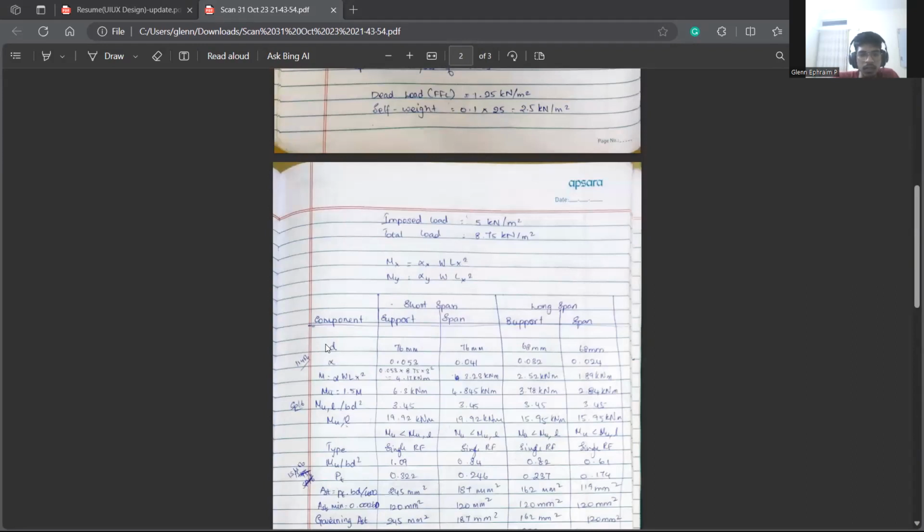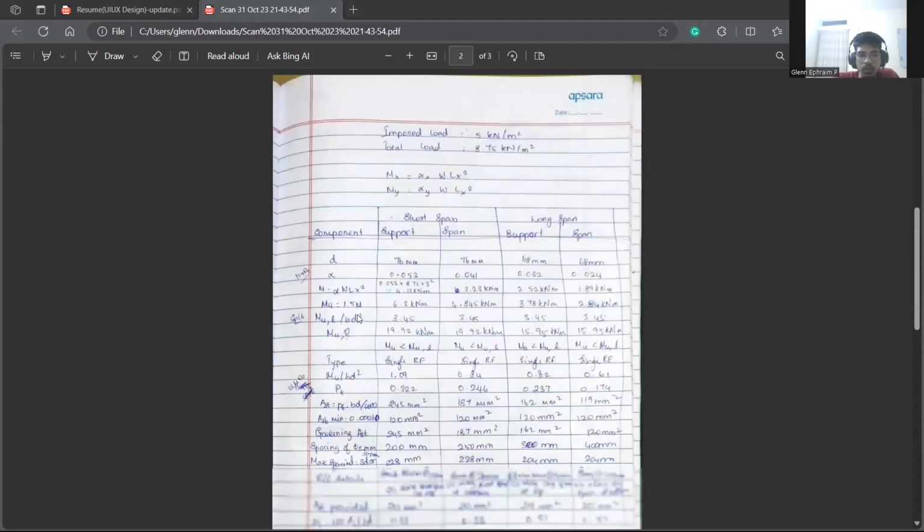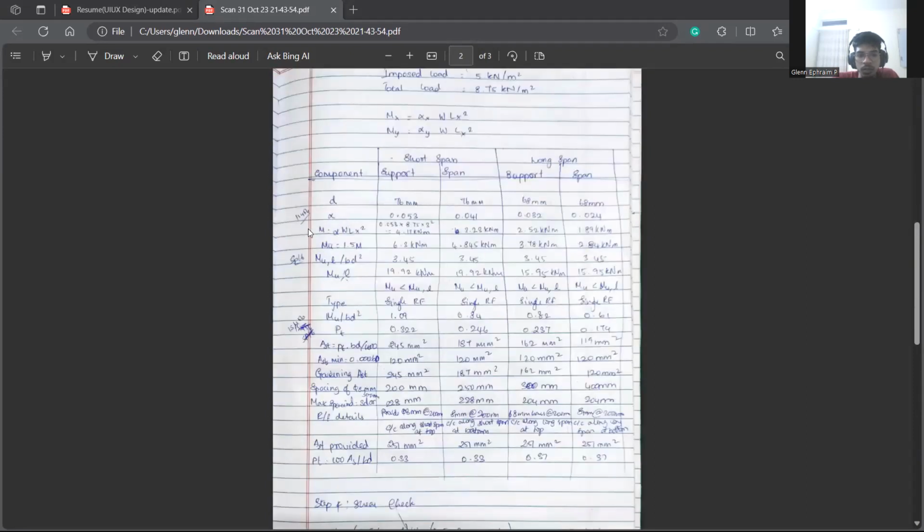Next is the alpha value. We directly take it from IS 456. For each column it varies: 0.053, 0.041, 0.032, 0.024. Using this alpha value, we can find the moment. Moment is alpha into w into Lx square. The alpha value varies for each column, so the moment also varies as per alpha. Otherwise, w and Lx square remain the same for the entire row.